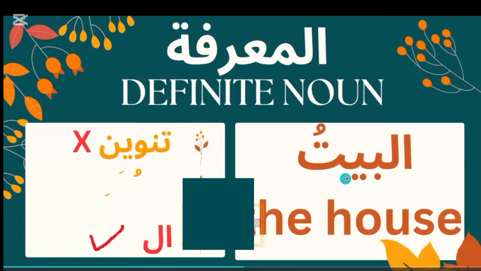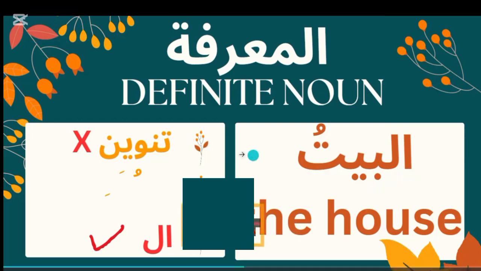Marifa has the article al, alif and lam. It is used at the beginning of the word. So al-baytu. Al-baytu means the house. So what do we know? That alif lam al means the. When we use alif and lam at the beginning of any word, this will give the translation of the.